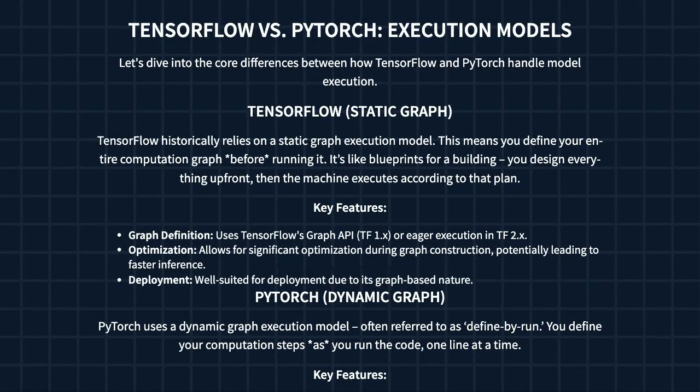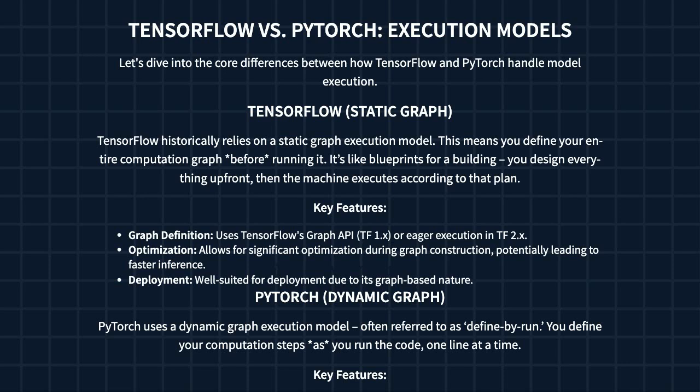Okay, let's talk about how TensorFlow and PyTorch actually run your machine learning models. Historically, TensorFlow used something called a static graph. Think of it like creating a detailed blueprint before you start building. You define the entire process up front, all the calculations, layers, everything. This lets TensorFlow do some serious optimization for speed, especially when deploying to production. However, this could make debugging tricky because you're not directly interacting with the model as you run it. More recently, TensorFlow has embraced eager execution, which is much closer to PyTorch's approach.